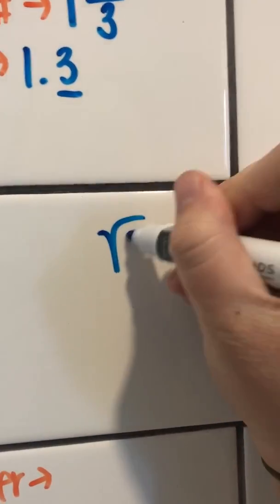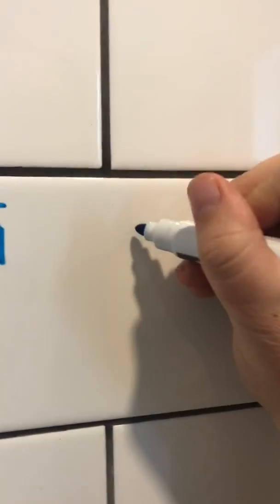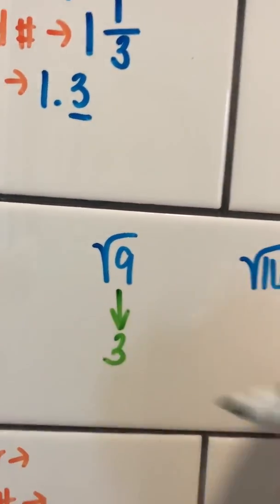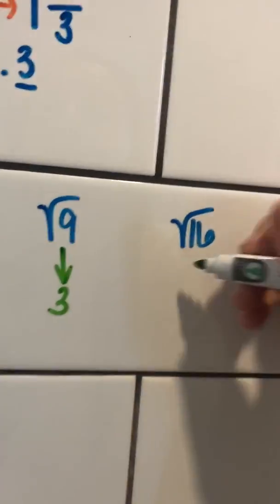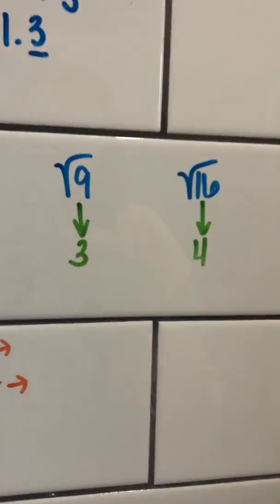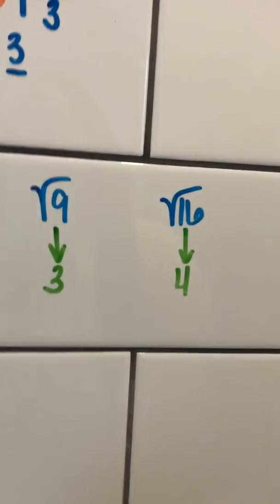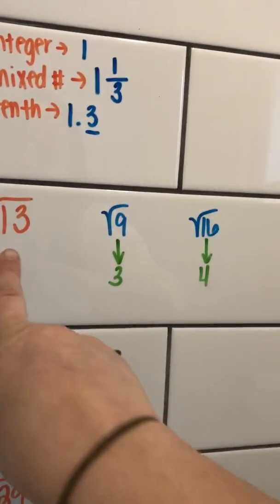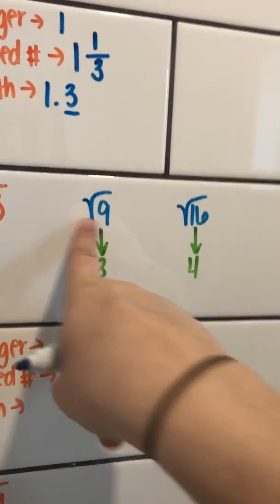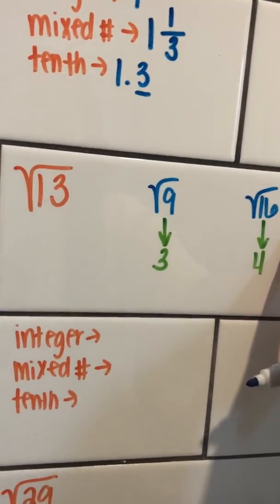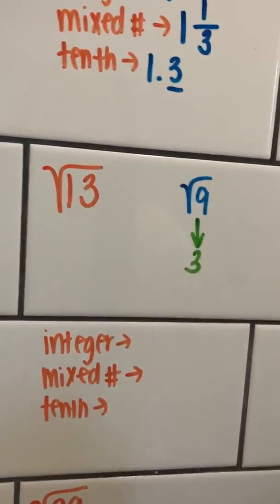I'm going to say the square root of 9, that's my lower end, and the square root of 16, that's my higher end. And the square root of 9 is 3, because 3 times 3 is 9. The square root of 16 is 4, because 4 times 4 is 16. So that's the range of numbers we're working with here. And for my integer, if I had to choose, is 13 closer to 9 or 16? It's closer to 16. Therefore, we would say the closest integer is going to be 4.